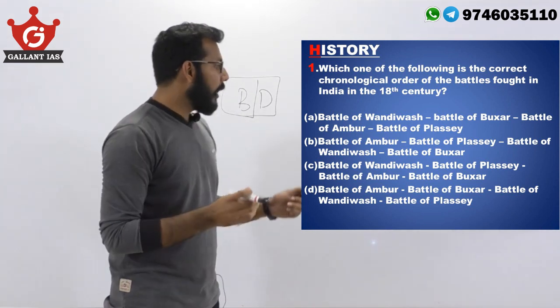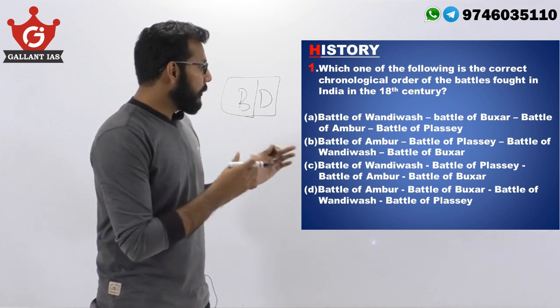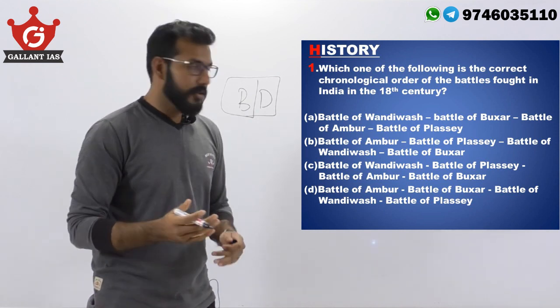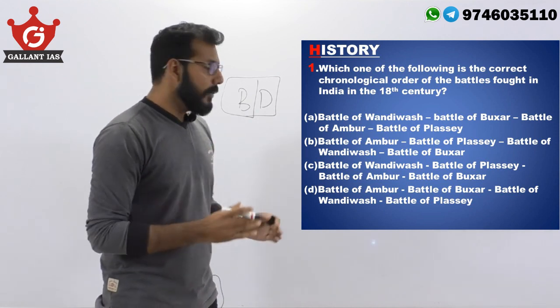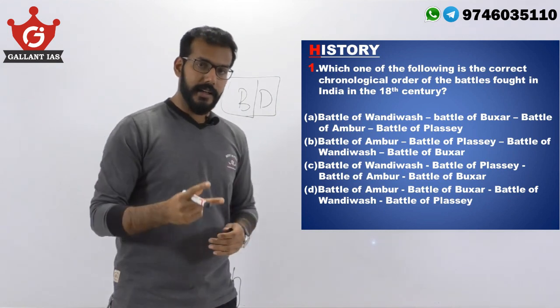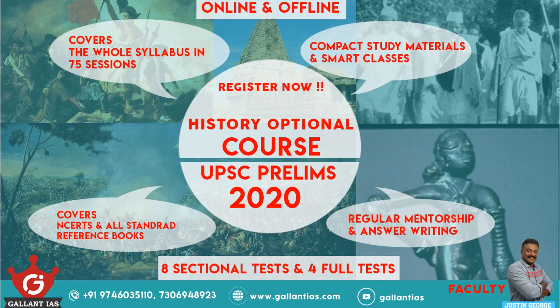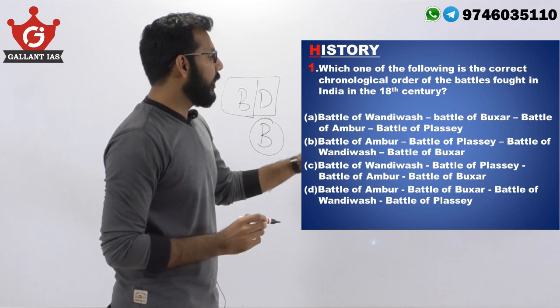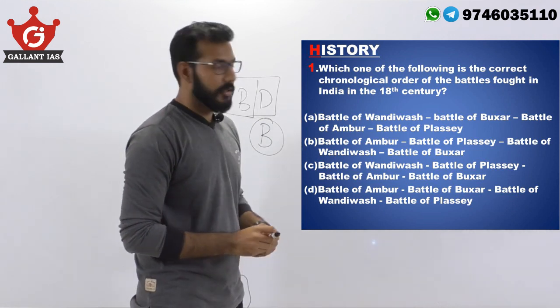Battle of Amber and Vandivash both happened during the Carnatic Wars, but importantly, Battle of Amber happened in the Second Carnatic War, and Battle of Vandivash is the decisive battle between the French and the English East India Company, which happened in the Third Carnatic War. So our answer here is B: Amber, Plassey, Vandivash and Buxar.